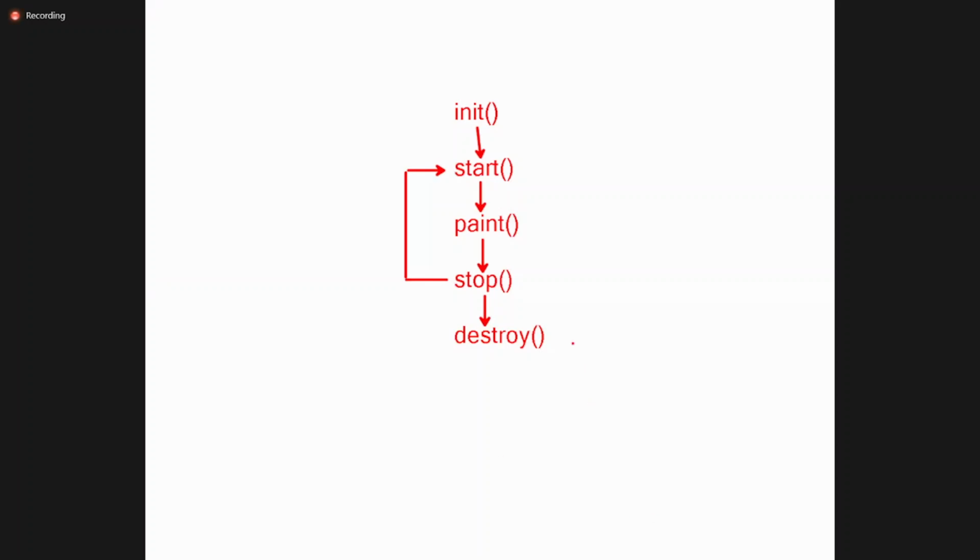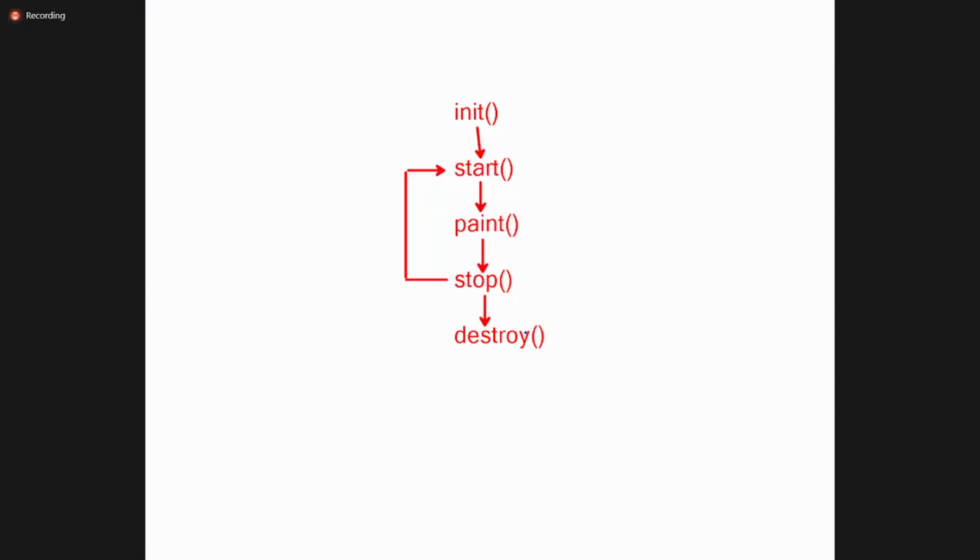Now the applet is open. How many methods are called? 3 methods: init, start, paint. Applet is deactivated: one method, stop. Applet is activated: two methods, start, paint. Deactivated: stop. Activated: start, paint. Deactivated: stop. Activated. Closed: stop and destroy. That's why I gave arrows like that. This is the reason only I gave arrows like this.